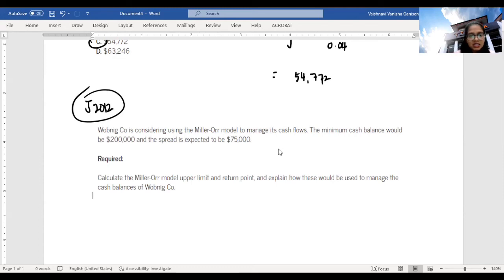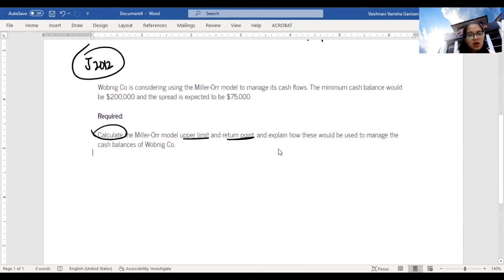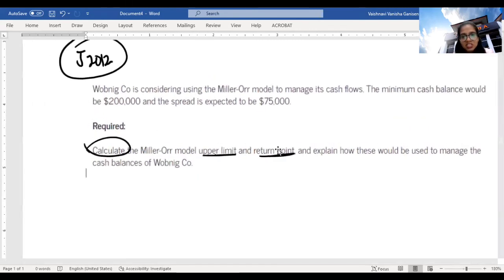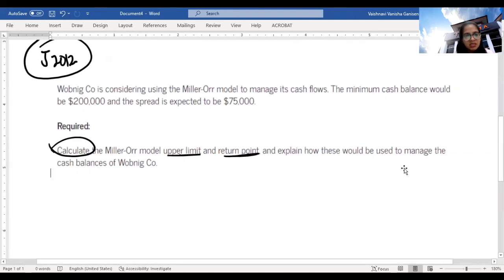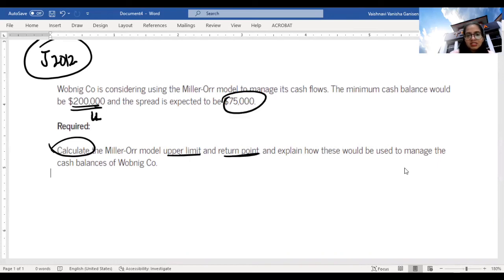Now, calculate Miller-Orr model. So he just asked you to calculate upper limit and return point. Explain how this could be used to manage cash balances of Wapnik. Wapnik is considering using Miller-Orr model to manage its cash flows. The minimum cash balance will be 200,000. So this is lower limit. The spread is expected to be 75,000.